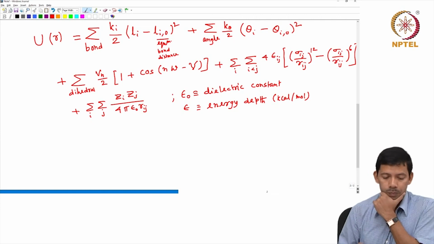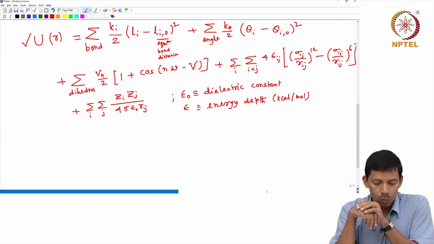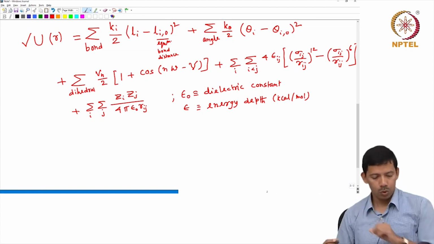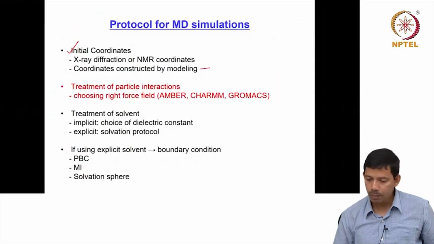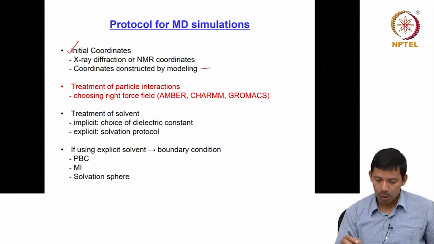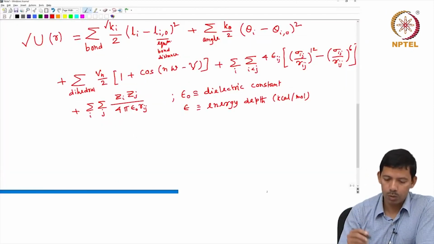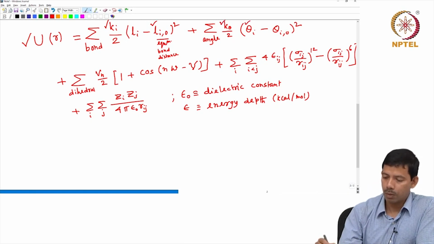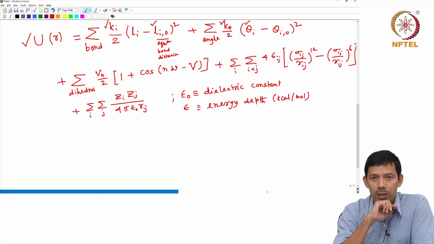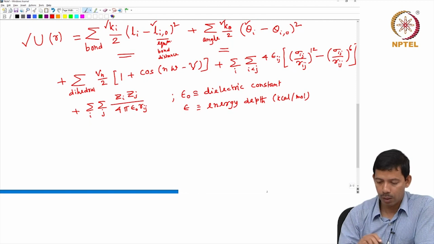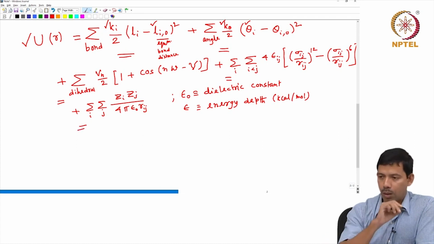So this was the functional form of the U, which contains the interparticle interactions. Now, when we look at the treatment of particle interactions, we need to look at these values, because Ki, Li, K theta, all these quantities basically decide the interactions among the particles. The first term denotes the bond interaction, the second term denotes angular interactions, the third term dihedral interactions, and the last two terms indicate the intermolecular interactions.